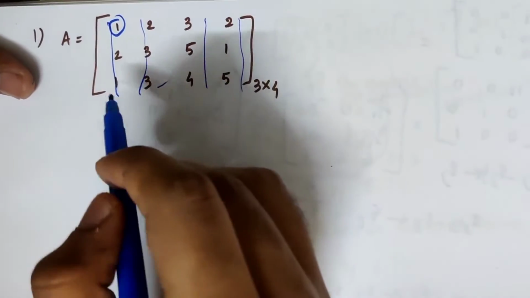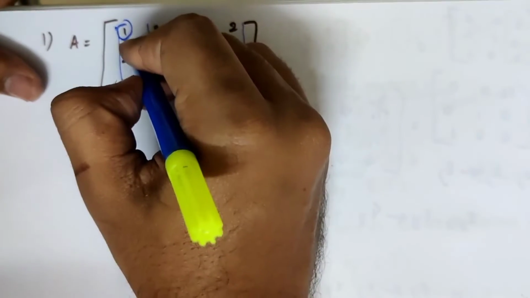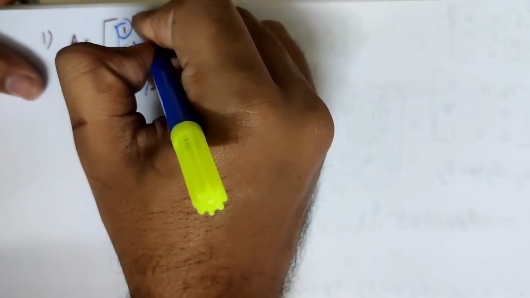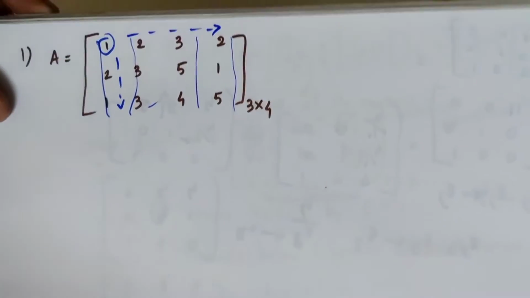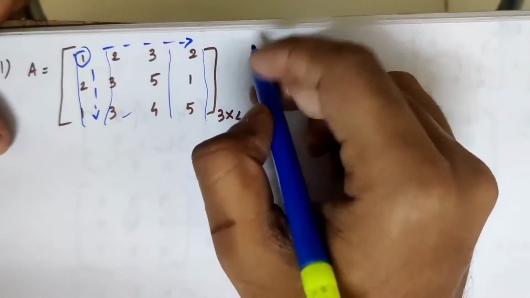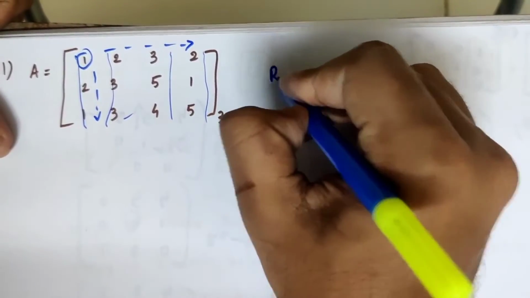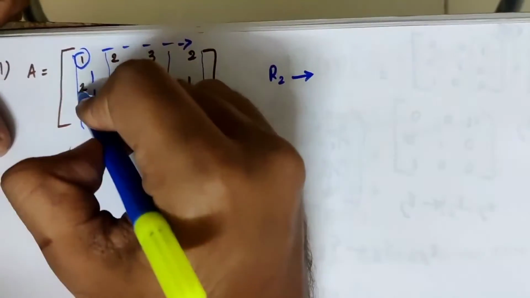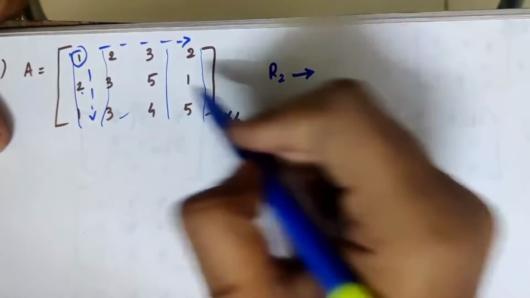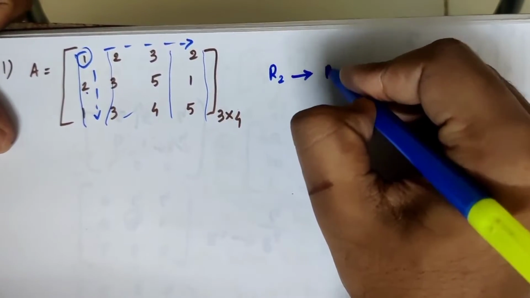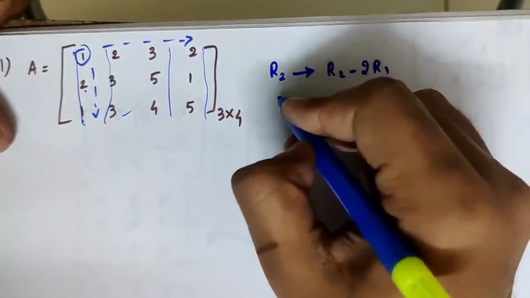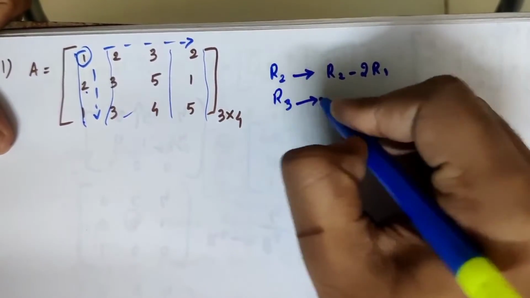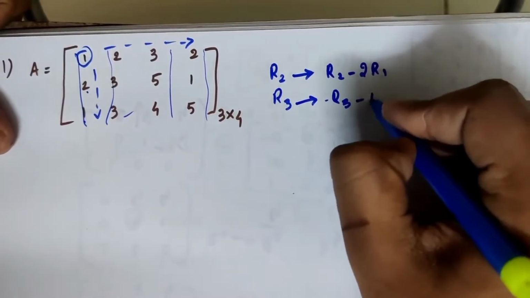What is the next step for us? You have to make the elements below and beside the first element 0. For making these two elements 0, I have to do row operations. What is my row operation for making this 0? R2 gets transformed into R2 minus 2R1. Then for this one, R3 will be transformed into R3 minus R1.